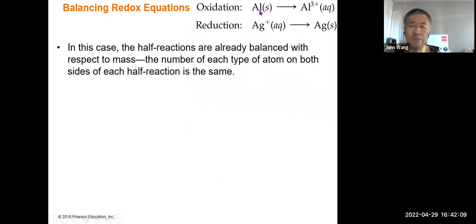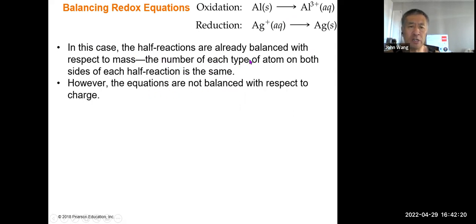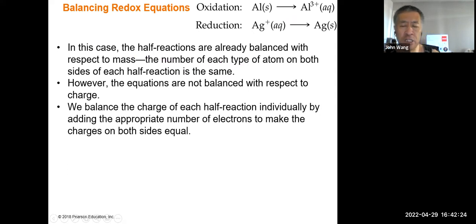Then we will balance both of them separately and put them together in the last step. In this case, the half reactions are already balanced with respect to the atoms, but the charge is not. So therefore, we will balance the charge by using electrons. This is the procedure, so you have to follow the procedure. When you balance the atoms, we will have the procedure here because the atoms are balanced. So we balance the charge by using electrons.